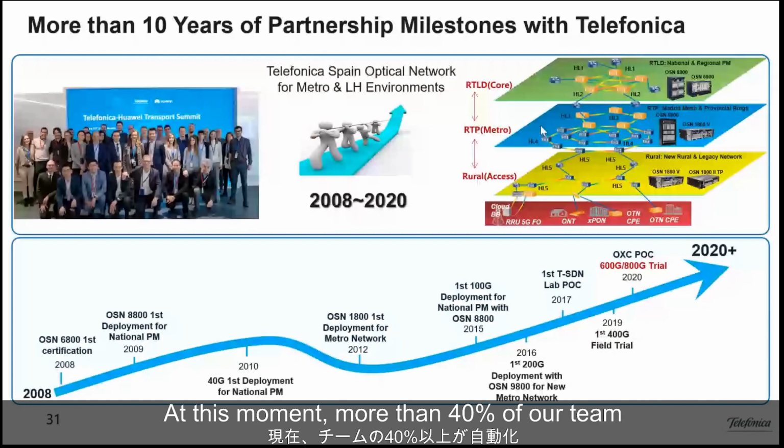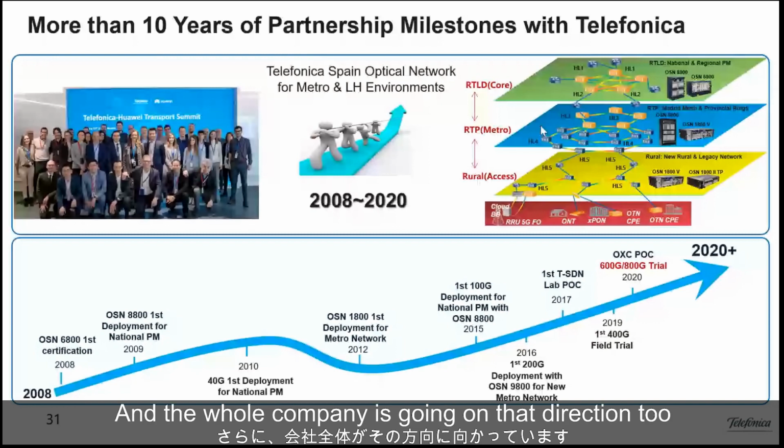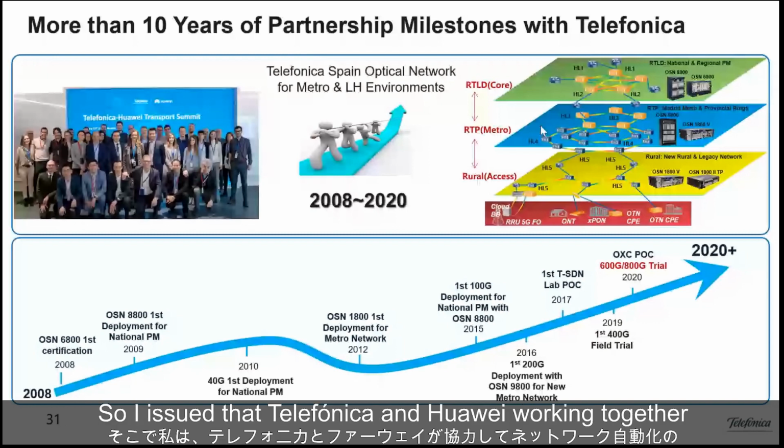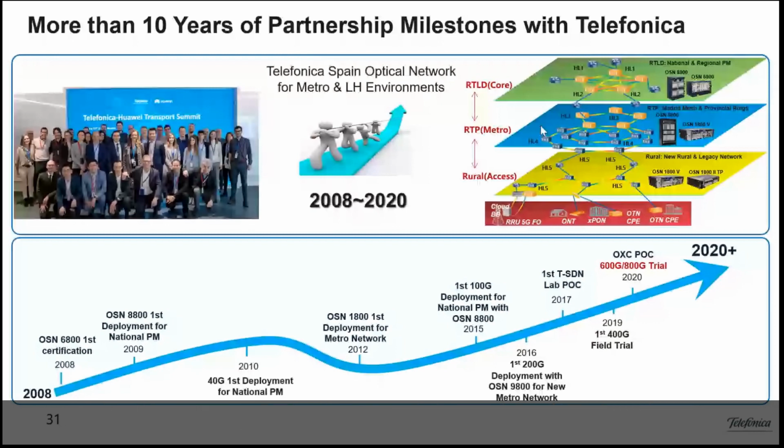At this moment, more than 40% of our team is working on automation projects, and the whole company is going in that direction too. So I'm sure that Telefonica and Huawei working together will lead the path on network automation.